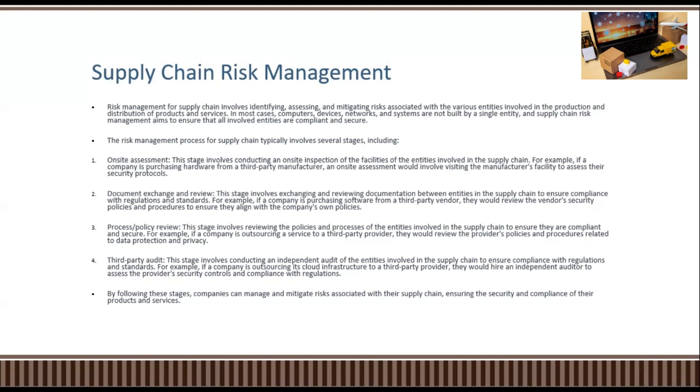Third, process and policy review. This stage involves reviewing the processes and policies of entities involved in the supply chain to ensure they are compliant and secure.